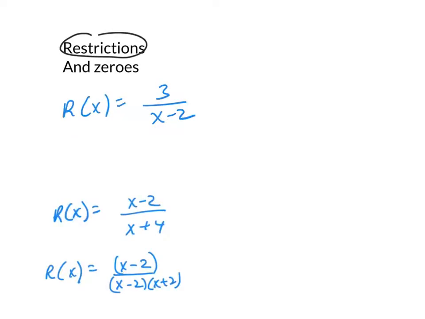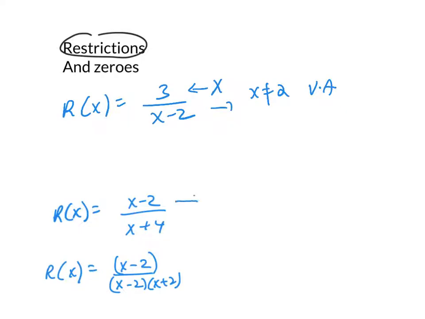So in the first example, we have a rational function. The numerator is a constant and the bottom is a linear function, and our restrictions will come from the denominator. We have no zeros because there's no x in the numerator. However, x cannot equal 2 is a restriction, and what that means is this is going to be a vertical asymptote in terms of what it visually looks like.